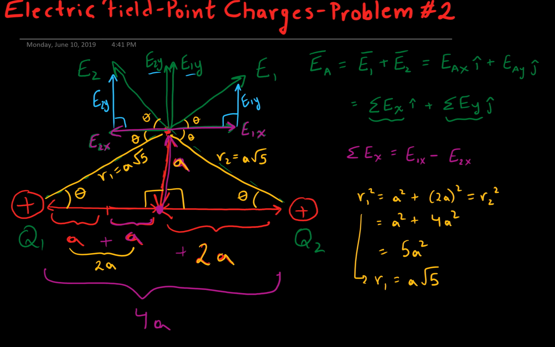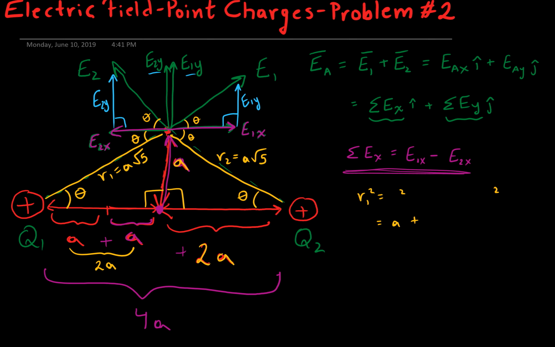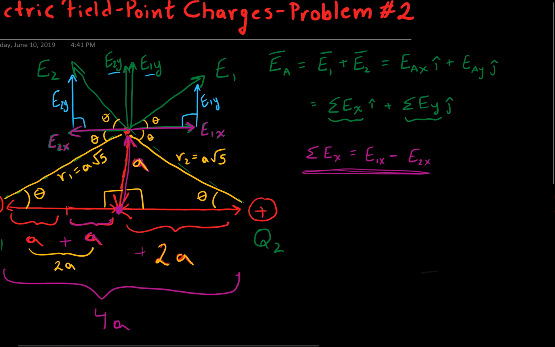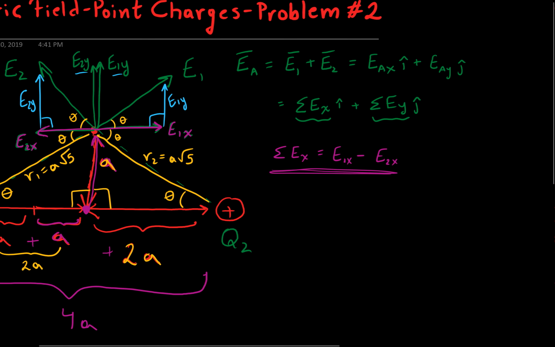Okay, so let's continue this. Let's start filling out this expression over here for the sum of the electric fields in the x direction. So I'm going to erase all of this, and move this over to the side just a little bit. And now we're going to take a look at our two triangles here. We're going to pull them out of context so we can see them better.